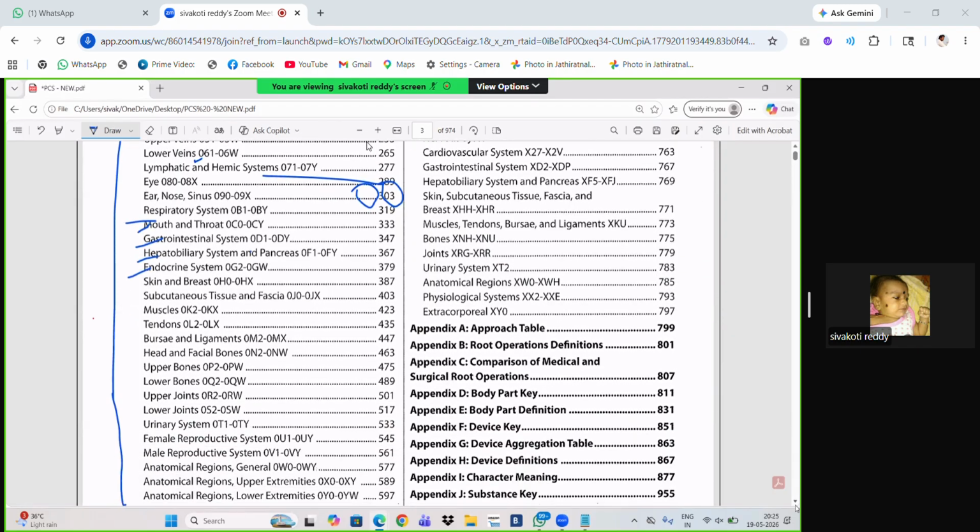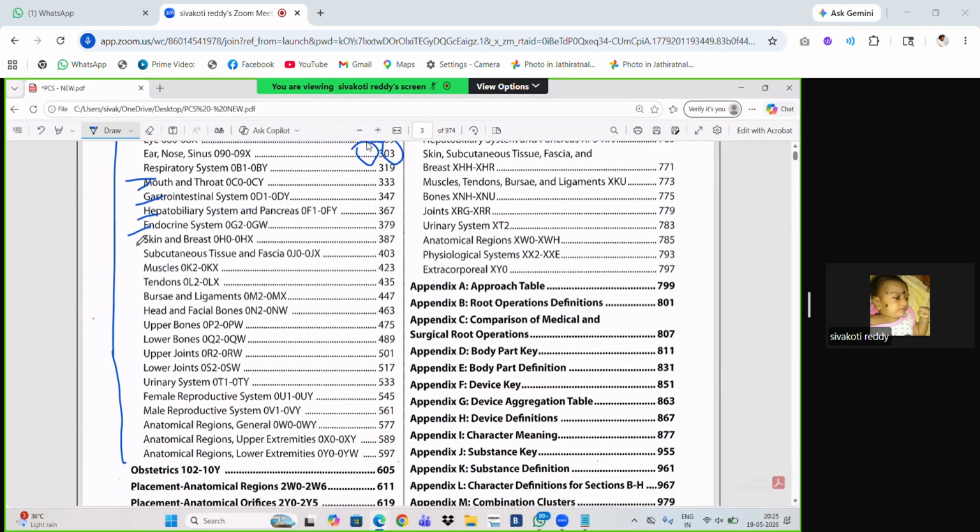Now, if you observe skin onwards, based on the depth, the body system will be changed. If they done the procedure on skin level, it should be H. Subcutaneous tissue or fascia, J. Muscle level, K. Tendon level, L, bursa and ligaments, M.